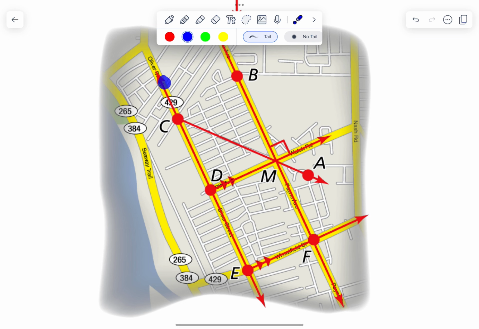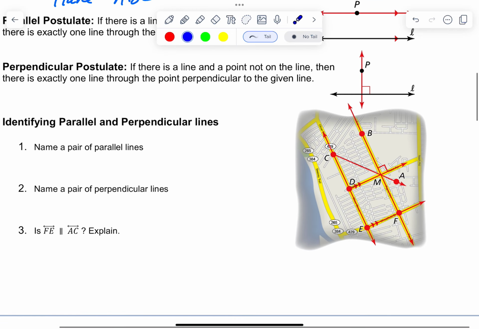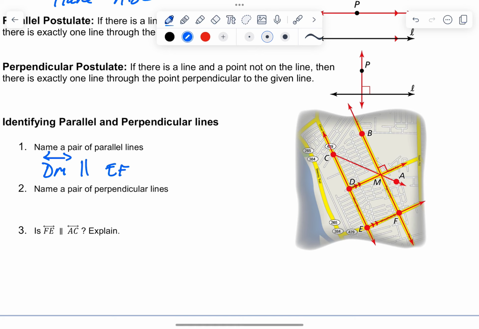Notice that these other 2 lines don't have those arrows, and we don't have enough information to know that those other 2 lines are parallel. The only 2 we know are here and here. And those lines would be called line DM and line EF. And this is the notation we would use to write that: DM is parallel to EF. The little symbol here means parallel.